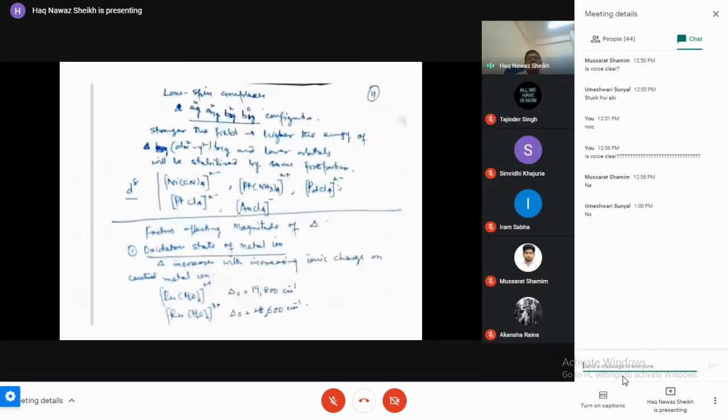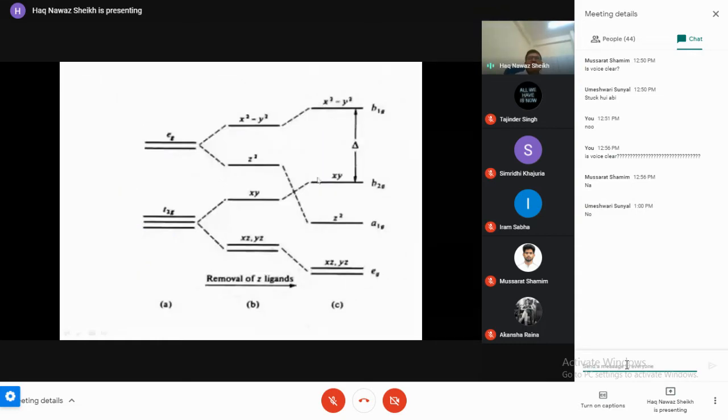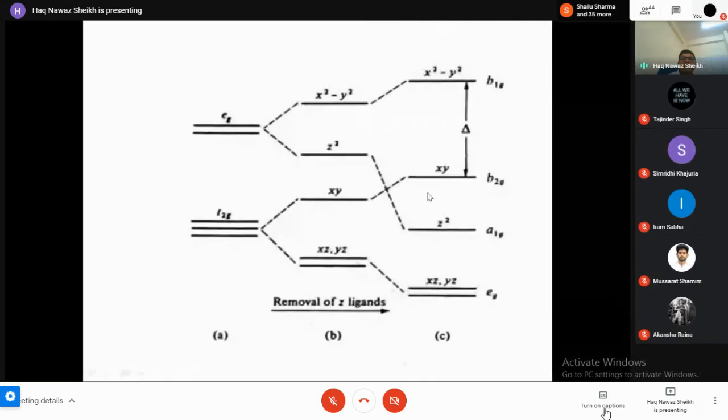Higher is the energy of dx square minus y square, the stronger the field, this orbital will be destabilized, right? And this orbital will be stabilized by the same amount, so that will make the complex more stable. This dz square orbital will become more stable, or these two orbitals will be more stabilized, and this will be destabilized.